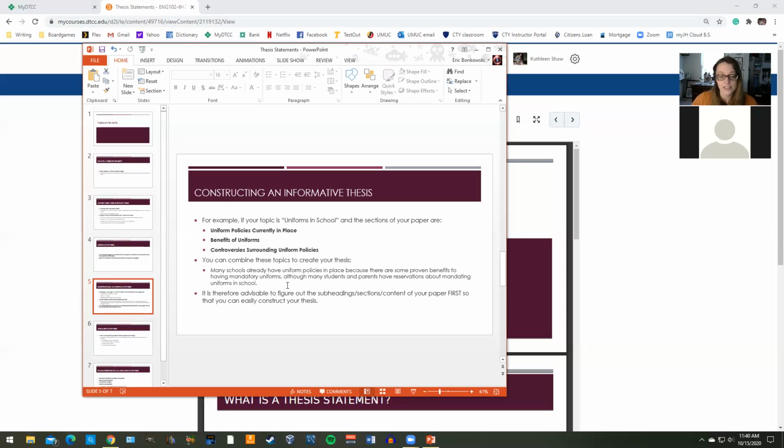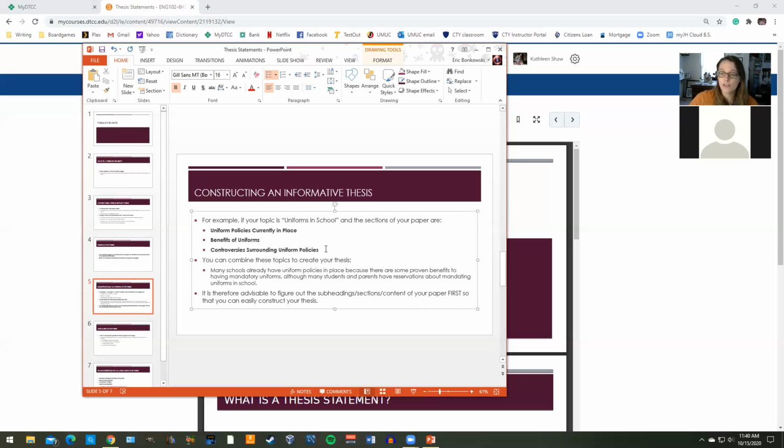That's an informative thesis. You can see that here I explain many schools already have uniform policies in place. I'm summarizing this section because there are some proven benefits to having mandatory uniforms, okay? Benefits of uniforms. Although many students and parents have reservations about mandating uniforms in school. That's just another way to explain that there's some controversy around this subject. I'm going in order. When you look at my paper, my actual structure of my paper, I'm probably going to cover those exact three sections in that order.